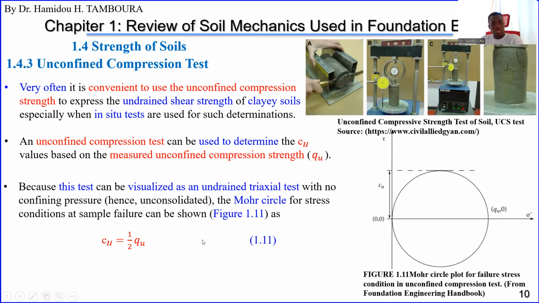That is very simple, actually. So if you cannot do the UU triaxial test, you can do this, and the compression strength of this sample will be equal to the undrained shear strength, CU. Okay, very simplified method.